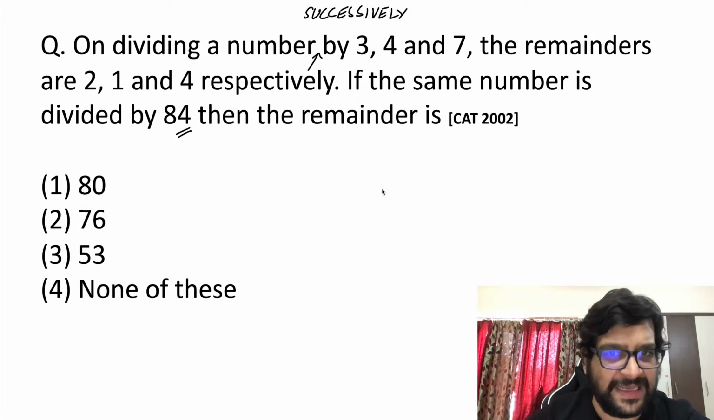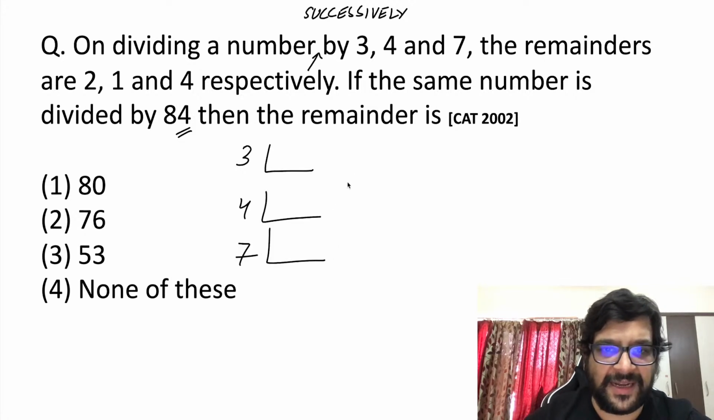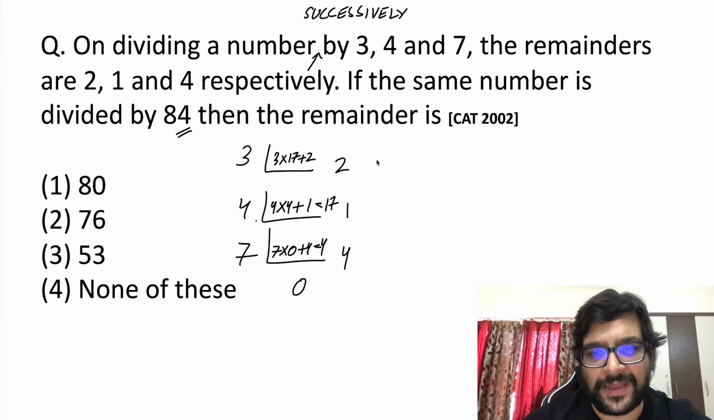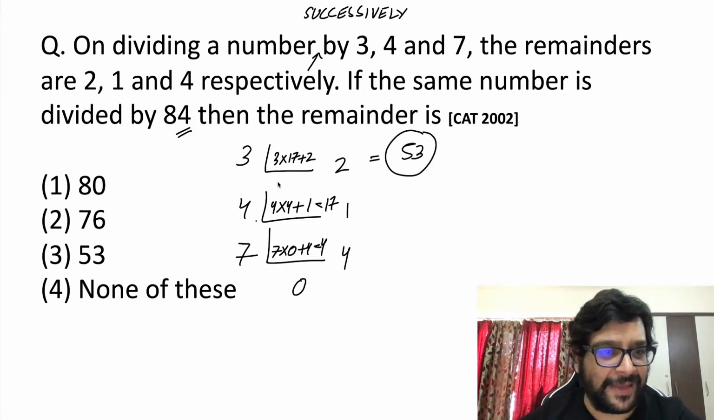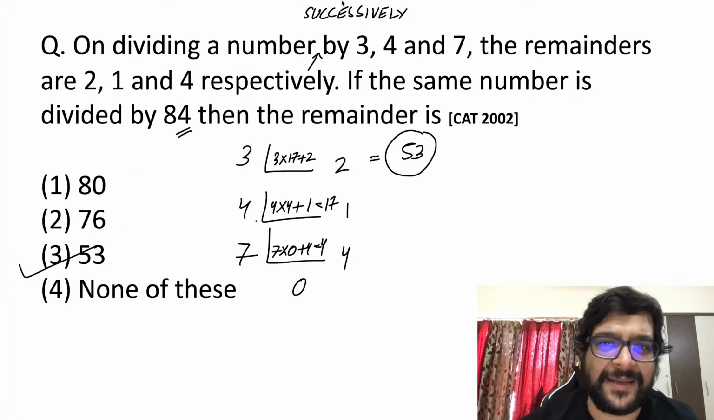Sunil says it is 53. Let's check. From 3, 4, and 7, I'm getting the remainders as 2, 1, and 4. So I take this as 0. 7 into 0 plus 4 is 4. 4 into 4 plus 1, that is 16 plus 1, 17. 3 into 17 plus 2 comes out as 53. Sunil is absolutely correct. Answer will be 53.